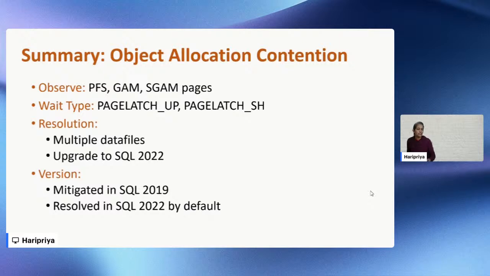Summary. If you see page latches on PFS, GAM, SGAM, that I kept saying a million times, then you know it is allocation contention. On versions less than 22, you have to add 4 or 8 data files of equal size, and you'll be able to mitigate it to some extent. If you see it on 20, you won't see it on 22 because it's resolved by default. And the best way, I think, is to upgrade to 22. If you are facing a lot of this allocation contention, just upgrade to 22.